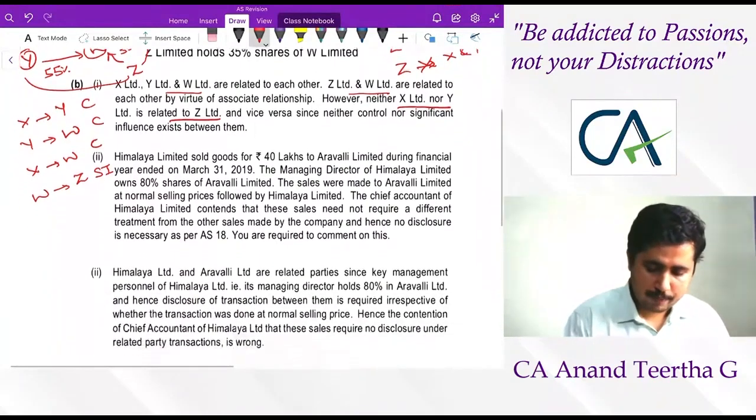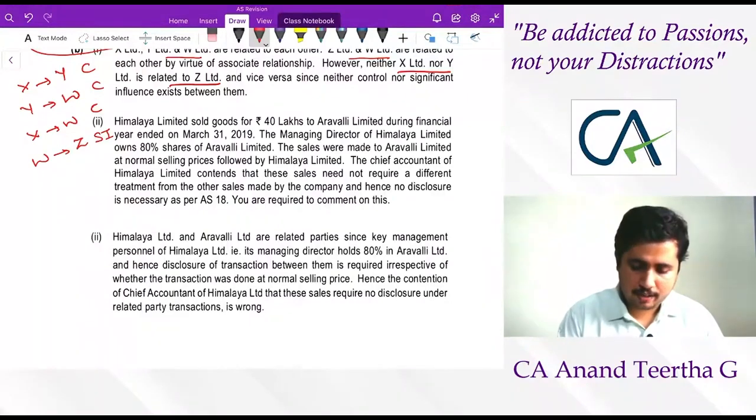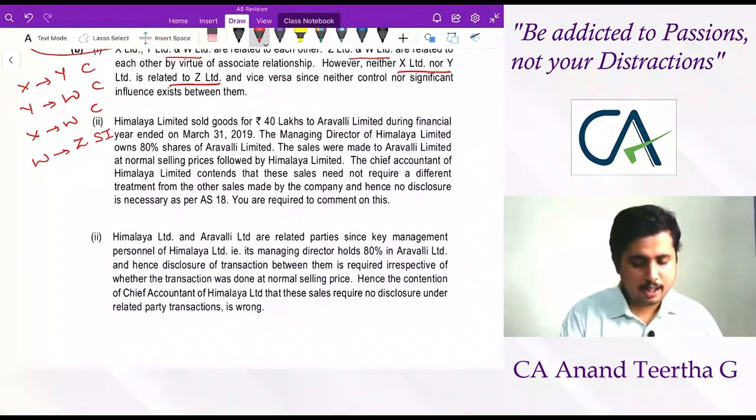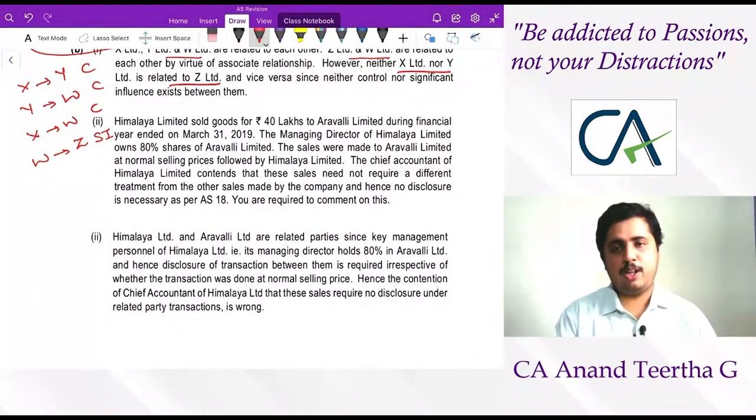Okay, next one. Himalaya Limited sold goods for rupees 40 lakh to Aravalli Limited during financial year ended 31st March 2019. The managing director of Himalaya Limited owns 80% shares of Aravalli Limited. The sales were made to Aravalli Limited at normal selling price followed by Himalaya Limited. The chief accountant of Himalaya Limited contends that these sales need not require a different treatment from the other sales made by the company, and hence no disclosure is necessary as per AS 18. You are required to comment on this.